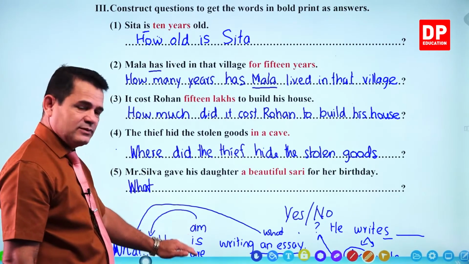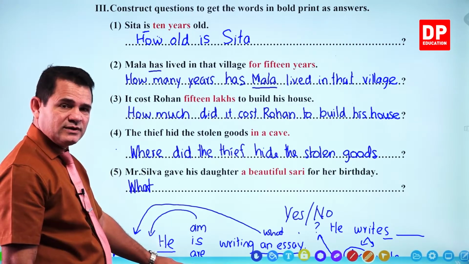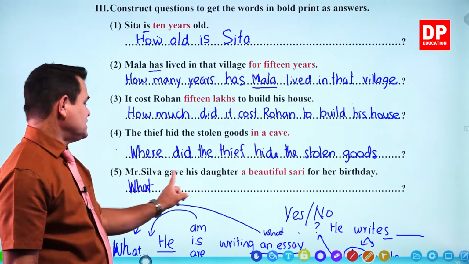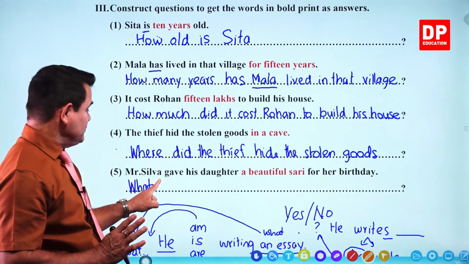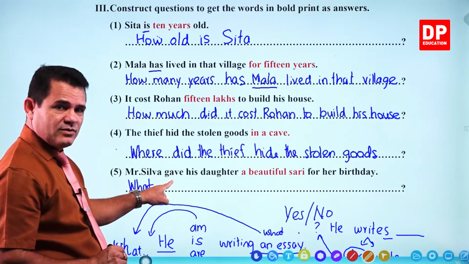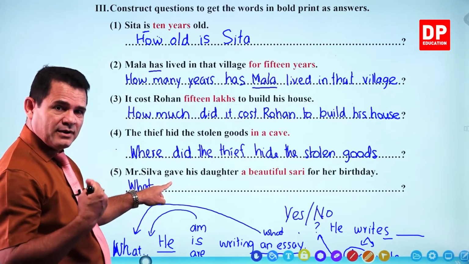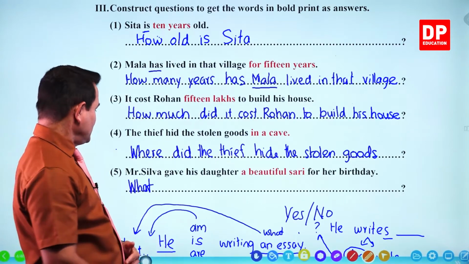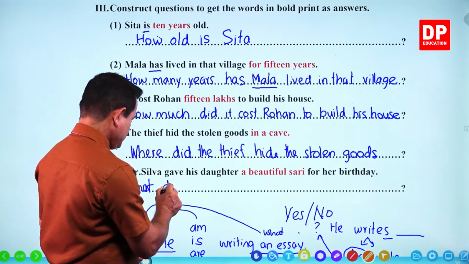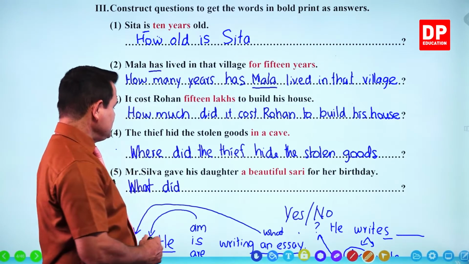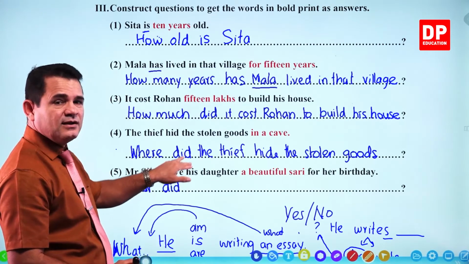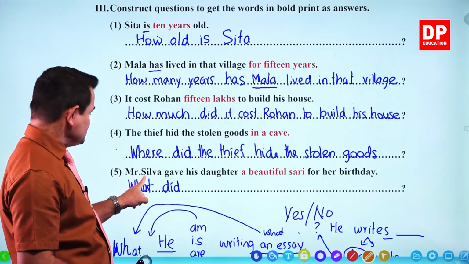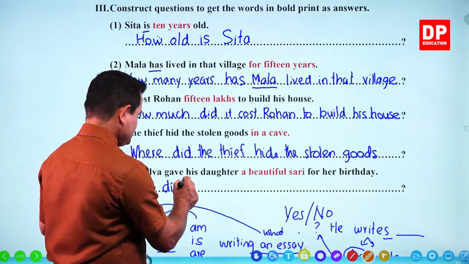Then see whether these words are there: am, is, are, was, were. Mr. Silva gave his daughter a beautiful sari. Not there, right? Now look at the verb. Verb is gave. Tense, past tense. In a past tense, we take did. What did? Then the verb becomes present tense. What did Mr. Silva?